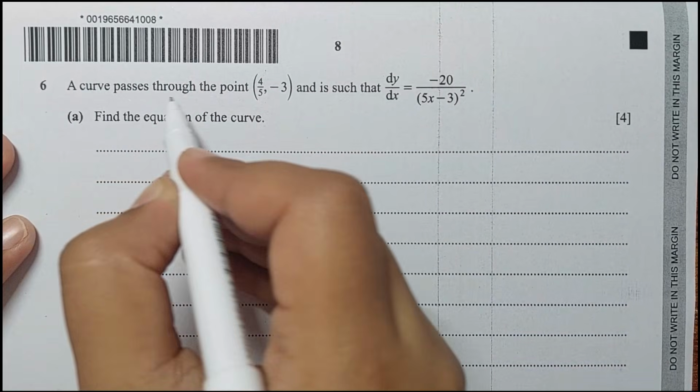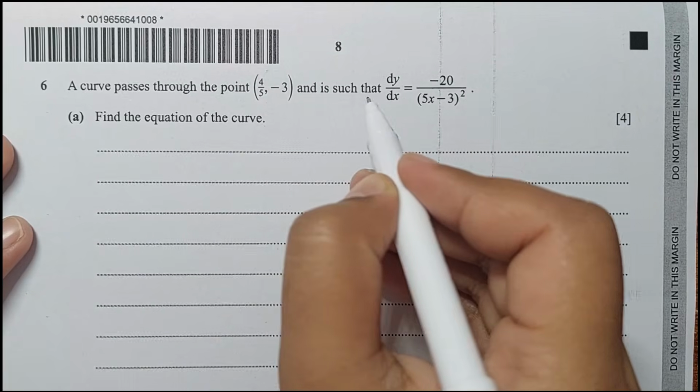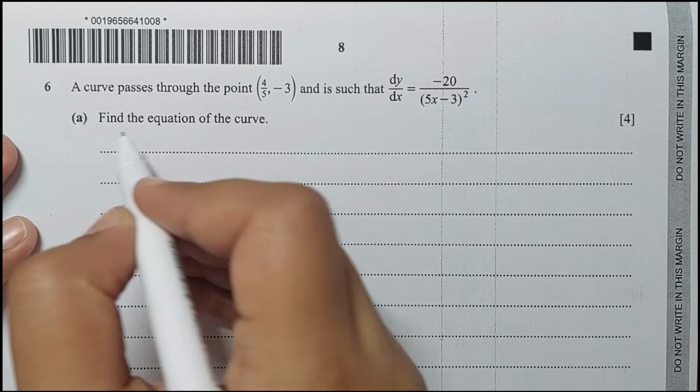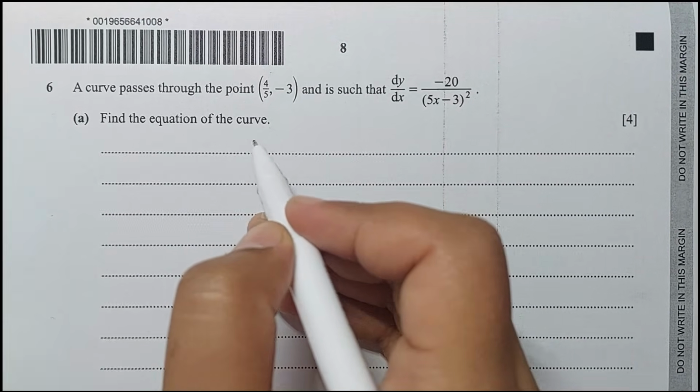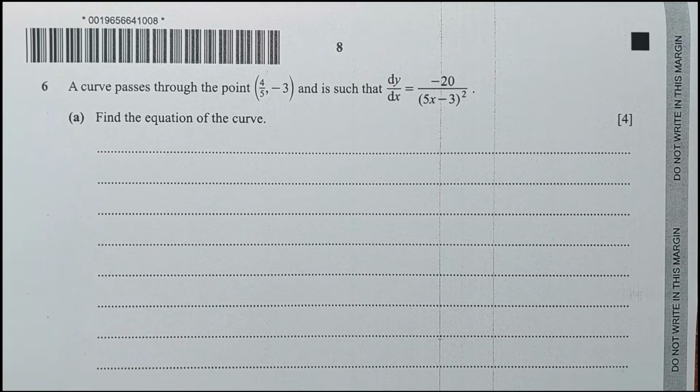Question number 6. A curve passes through the point and is such that its first derivative is given. Part A, find the equation of curve. Since we have been given the first derivative, we can easily figure out the equation of the curve.